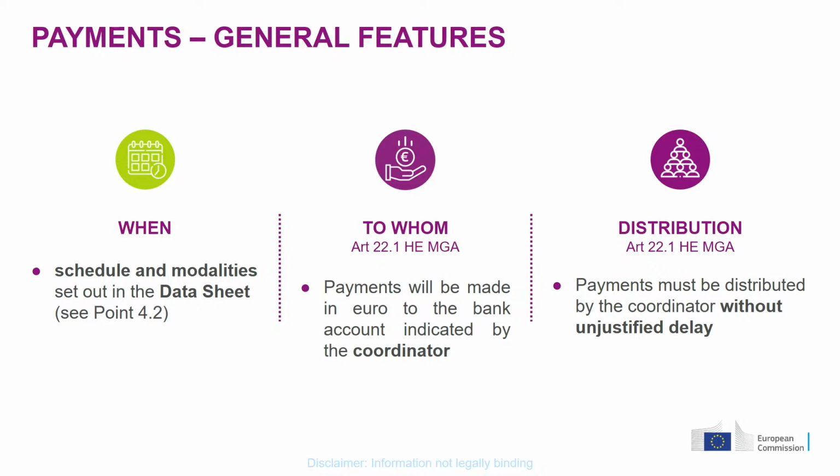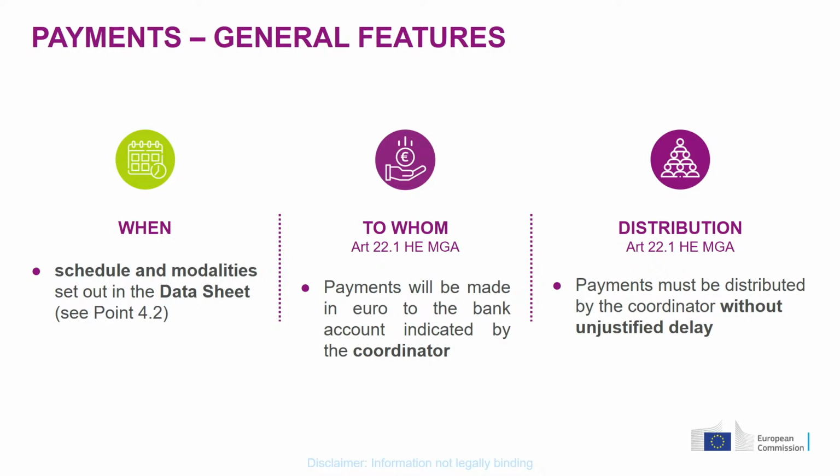So what you will have to do as coordinator, once you have received this payment from us as granting authority, is to distribute this payment further to the rest of your consortium, to the rest of the beneficiaries, and you will have to do that without unjustified delay in order for the rest of the consortium to get paid. This is what we call the distribution of the payment. Now, of course, you may have already agreed internally on certain further aspects touching upon the payment, how you will handle internal payment, this distribution towards the beneficiaries, and this may be in your consortium agreement.